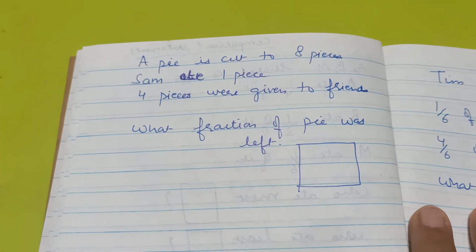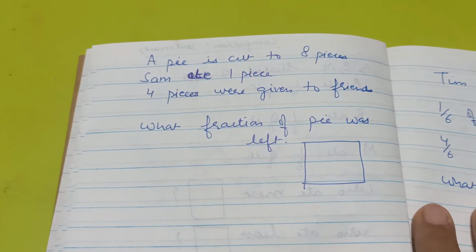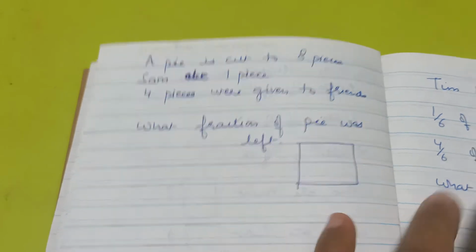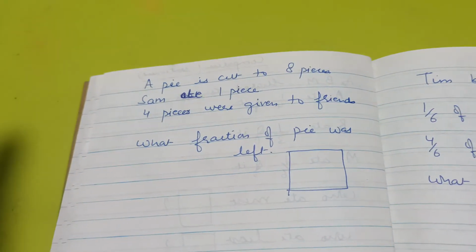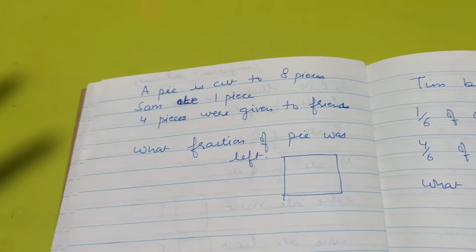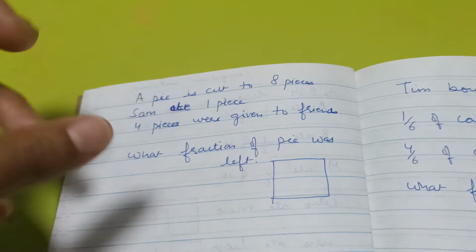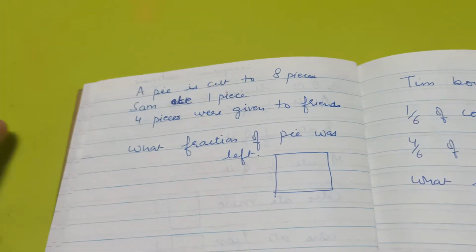A pie is cut into 8 pieces. Sam ate 1 piece. 4 pieces were given to friends. What fraction of pie was left? So basically 1 plus 4, 5 pieces were used, so 3 pieces are left. So 3/8 pie was left. This is pretty simple, but again, a statement she can infer, I don't know. We will try it out.